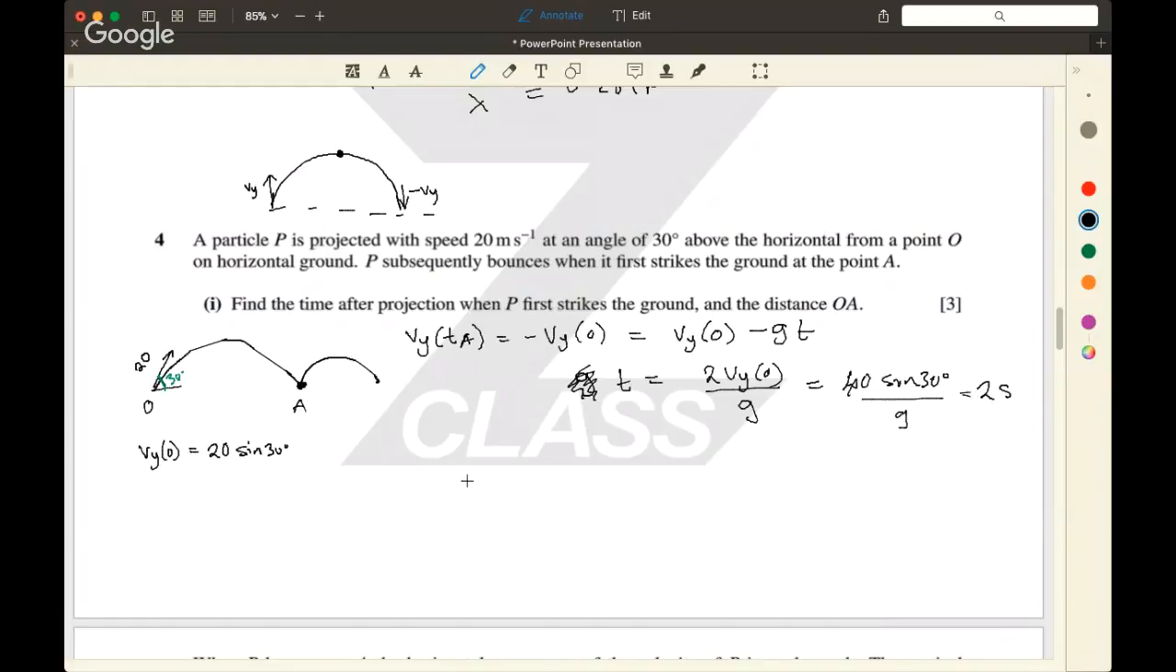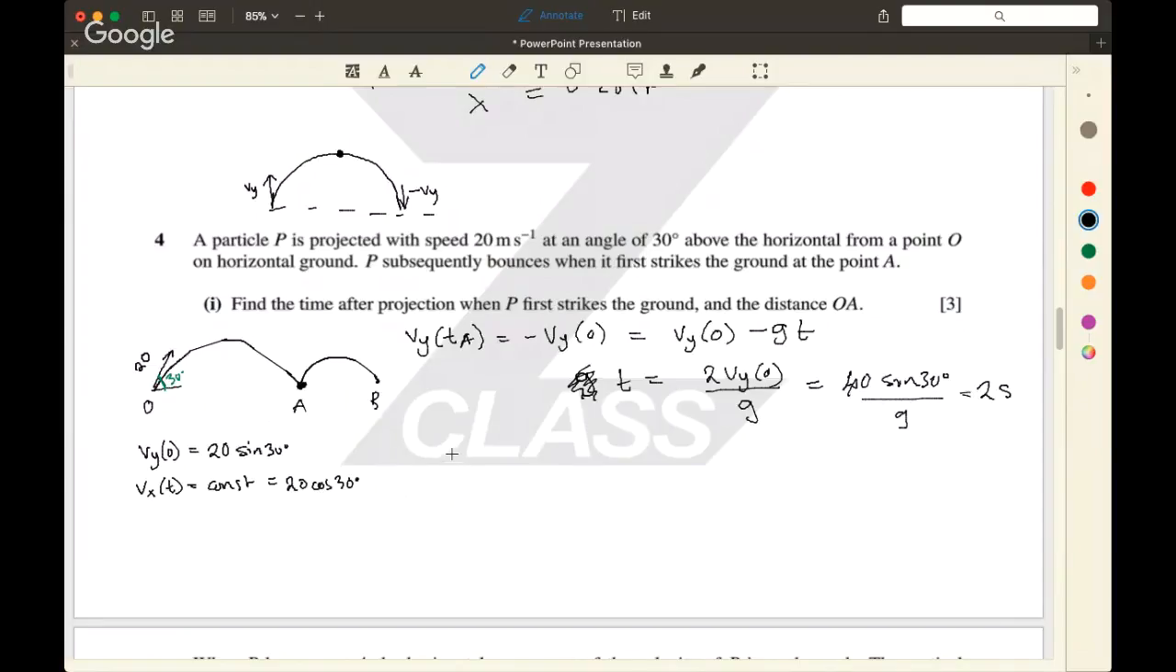Now, on the other hand, in the x direction, there are no forces acting. So like before, Vx is just a constant. It's not actually a function of t. And so it is always equal to 20 cosine 30. Bear in mind, these two things are only relevant between O and A. We'll see in a second that something slightly different is relevant between A and, I guess, B.